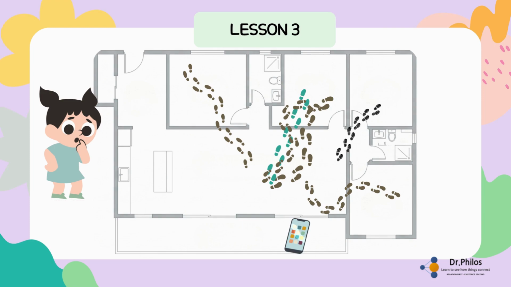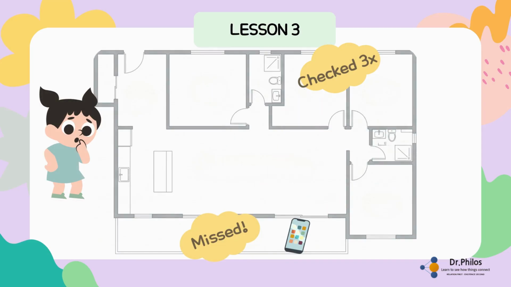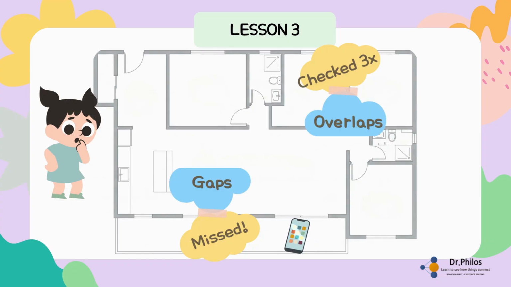What is the problem? She looked in the same places many times. Is there any other problem? There are places she didn't search. The phone was eventually found there. We can describe what you said as, there were overlaps and there were gaps. Because of the overlaps, it took a long time. And because of the gaps, she couldn't find it in the end.